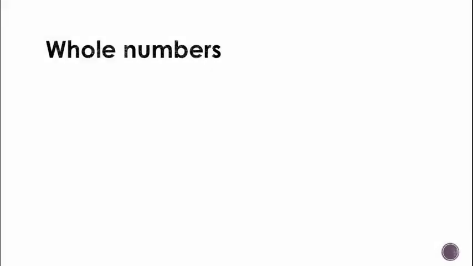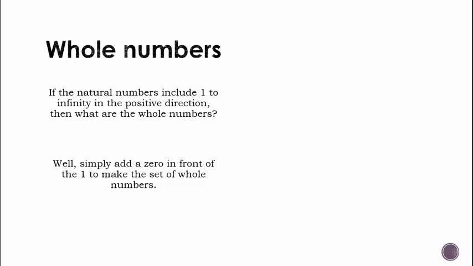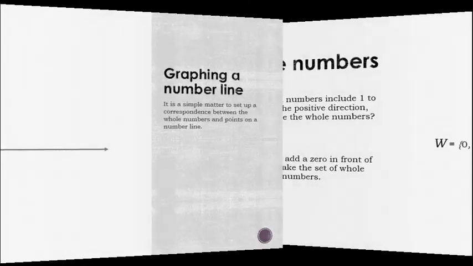Now, if you understand the natural numbers, 1, 2, 3, 4, 5, and so on, what are the whole numbers? Well, we simply add a 0 in front of the 1 to make the set of whole numbers. W, so natural numbers is listed by N, W equals, in our curly braces, {0, 1, 2, 3, 4, 5, and so on}.